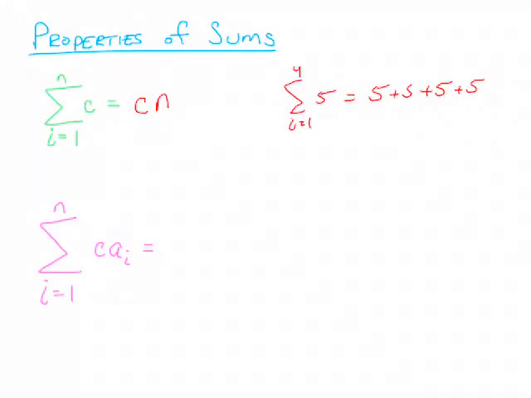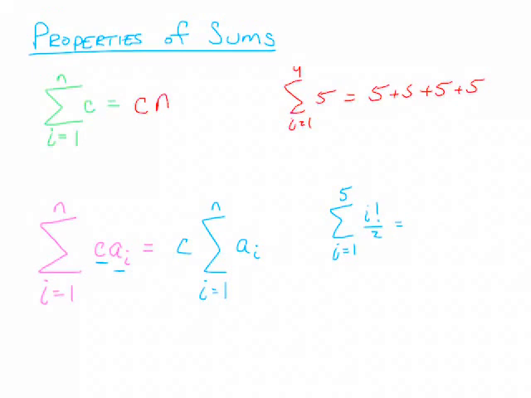Likewise, and this second property is something that could have been helpful perhaps in our last example. If I have a constant being multiplied within a sequence, I can pull that constant out and do the sum of the sequence, the part of the sequence that's changing, and then do the rest all times that constant.